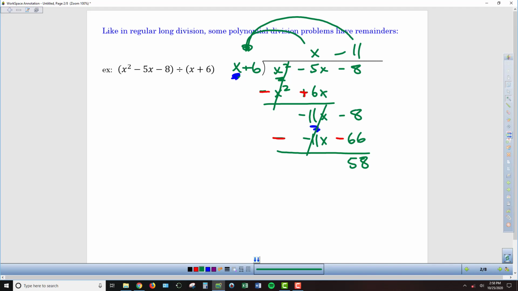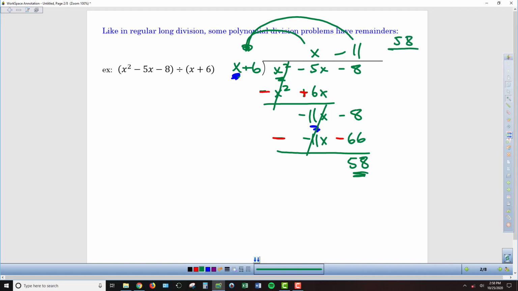Now, I no longer have anything to bring down. There's no x in this number, so I don't have any more division to do. This is my remainder, and so just like we do with regular numbers, I'm going to put that remainder over the divisor.